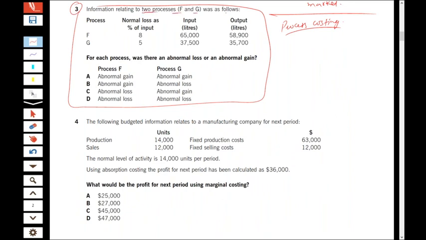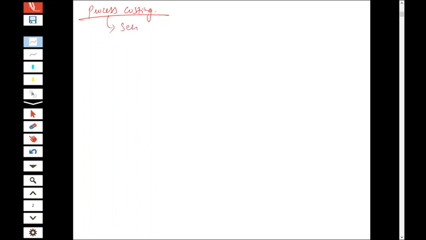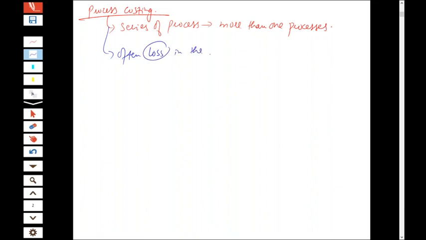Information relating to two processes, F and G, is as follows. For each process, what are an abnormal loss or abnormal gain? See, in process costing, there is a series of processes, that is, more than one process, and here often there is loss in the production process, and the loss may be normal loss.